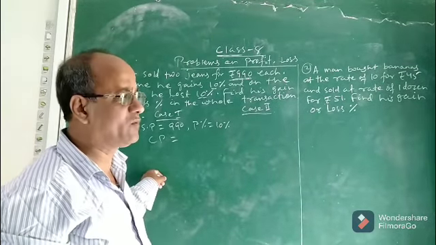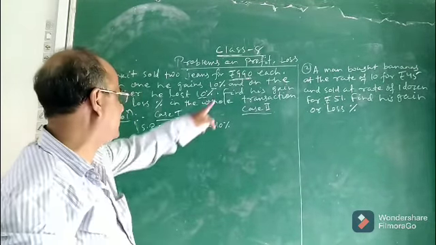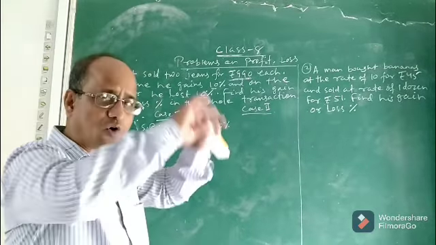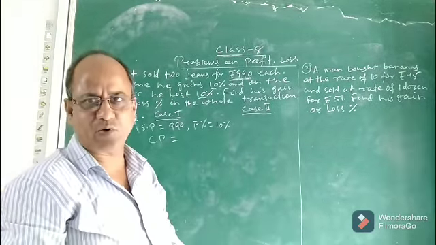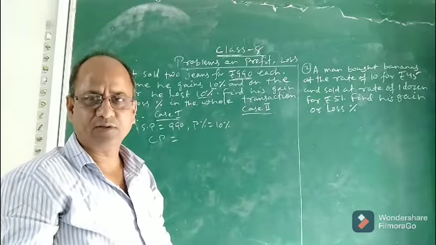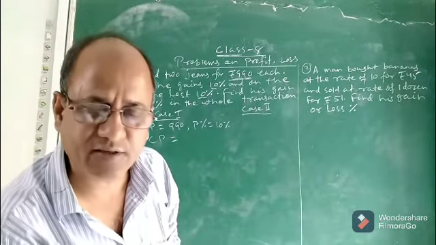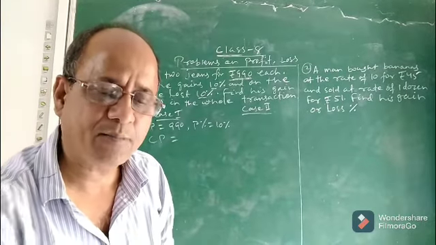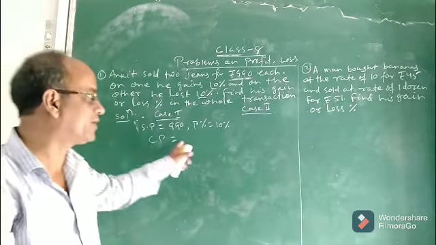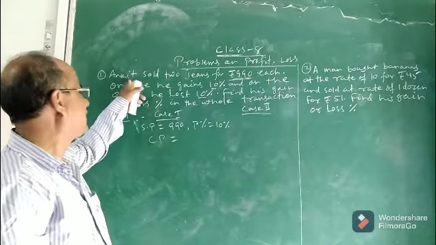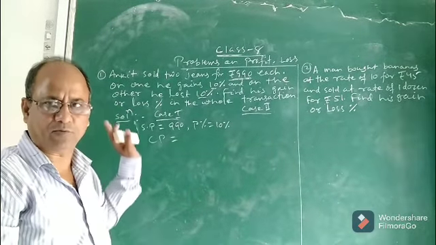The question is, then what will be the overall loss? Find his gain or loss in the whole transaction. Whole transaction means what? Whole transaction means on selling both the jeans. On selling both the jeans, what will be the profit percent or loss percent that Ankit will get? That we have to find out.